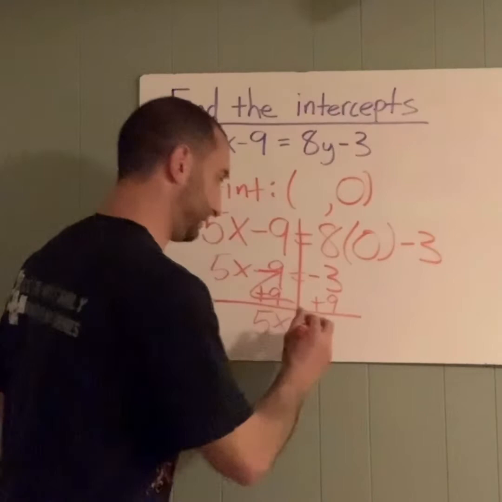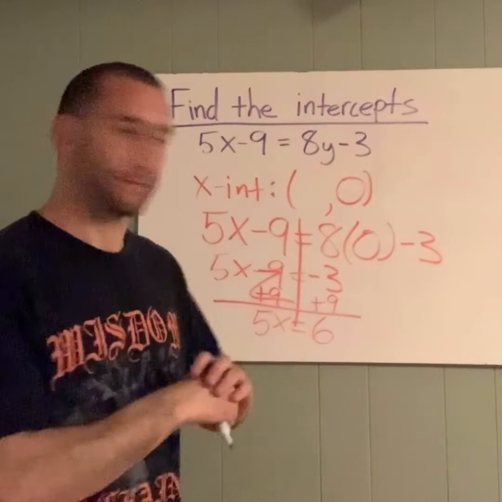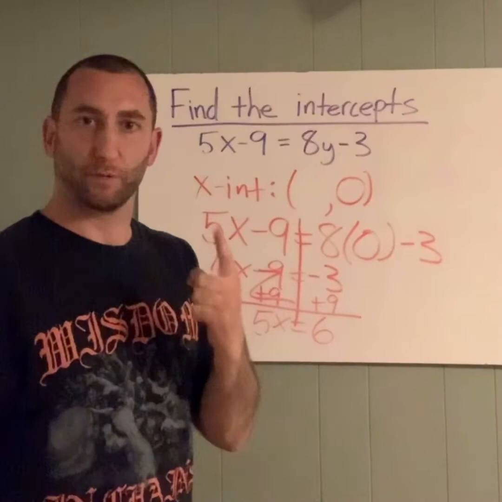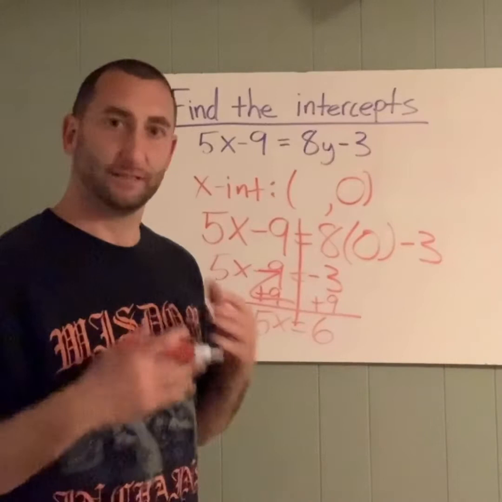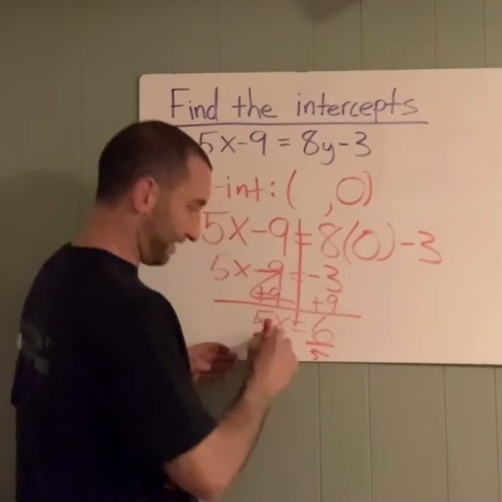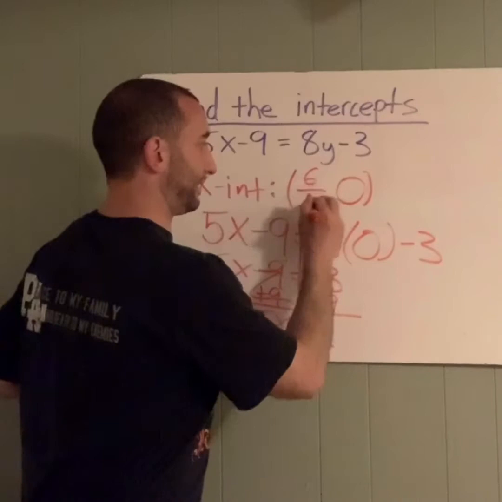All right, ran out of room, but that doesn't matter. I'll write small. What do we do here to get x by itself? We have 5x equaling 6. We care about what the 1x equals. So 5 times x, what's the opposite of multiplying by 5? Dividing by 5. So let's divide both sides by that 5. We have x by itself equals 6 over 5. That is our x-intercept. 6 fifths, 0.